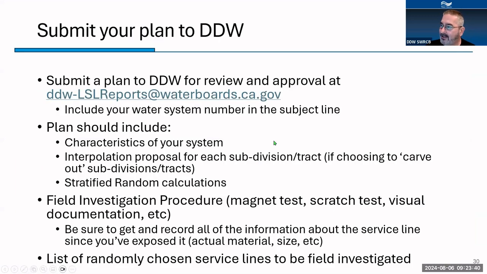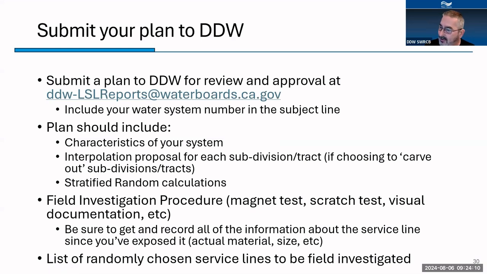Again, submit a plan to DDW. We need to review it and approve it, and we'll let you know. You need to include characteristics of your system, your interpolation proposals, and stratified random calculations. It doesn't have to be in any big format, but these are the things that we want to know. So it could even be just an email, but we do want to be able to view and see how you came up with your plan.